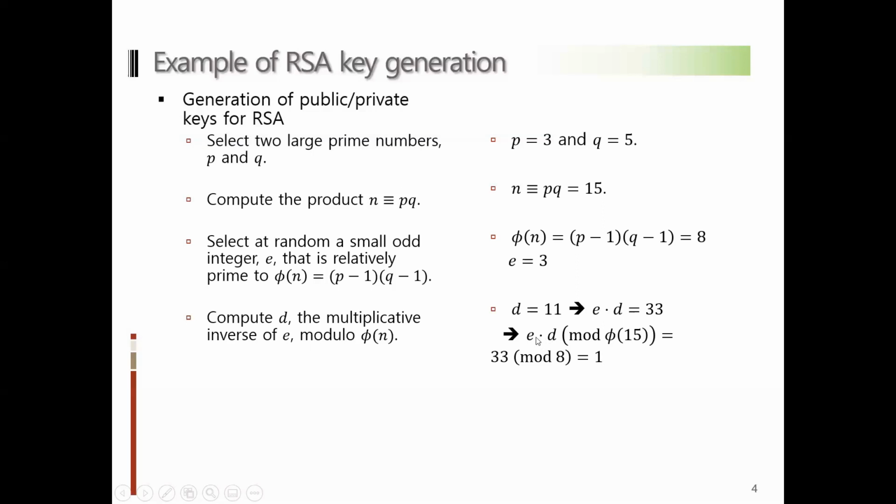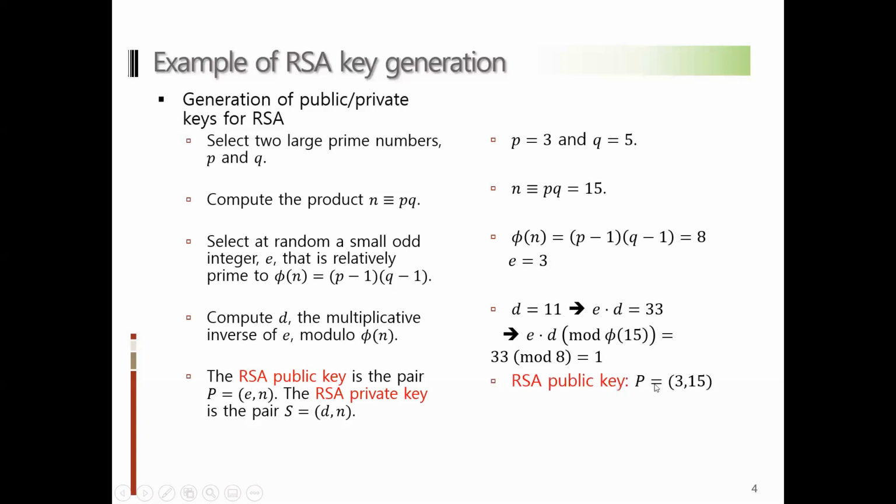And as long as this new value of d satisfies this relation, meaning that the result of the product of these two values becomes 1, this d value is called the inverse of e. And once you obtain these values, the public key is made by combining this e value with this n, and the private key is formed by combining this d value with n.